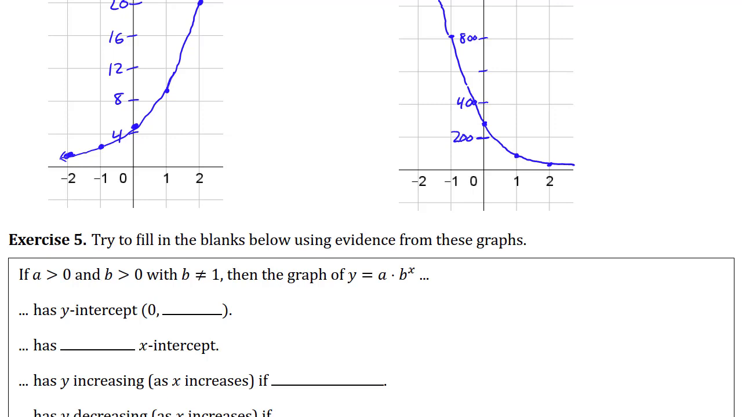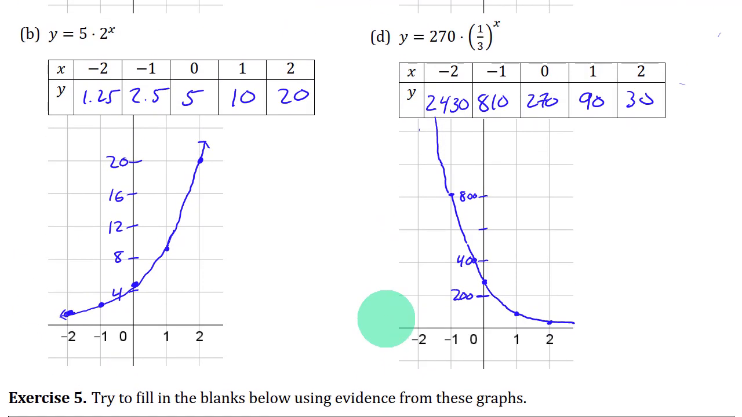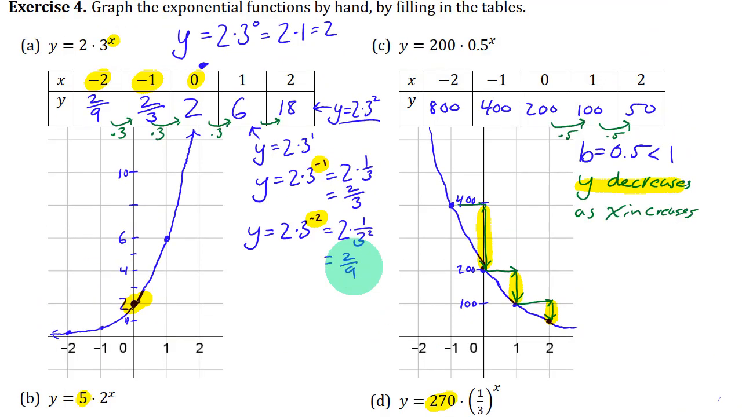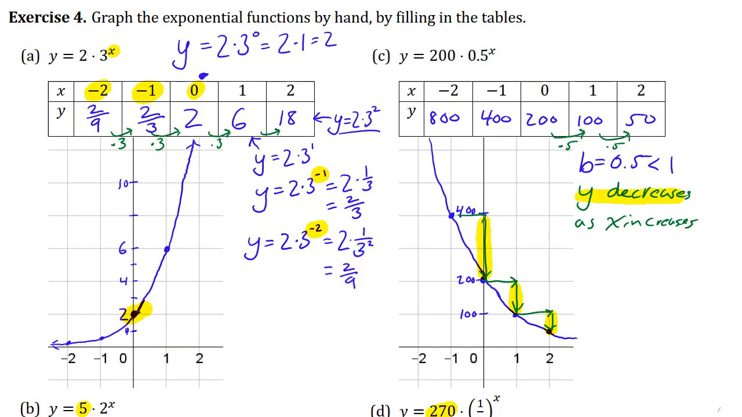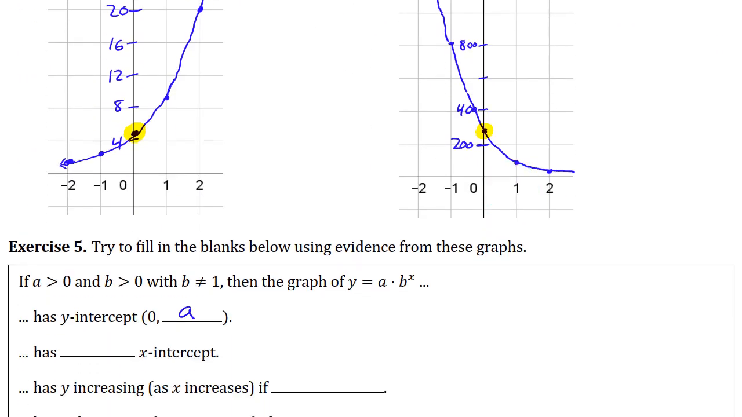They all have y-intercept (0, a). So, for example, when this one has a is 5, we get the point (0, 5), which shows up as the y-intercept. Here we have (0, 270), that shows up as the y-intercept there. Same thing here, we got (0, 2), when a is equal to 2, when a is equal to 200, that's your y-intercept there.